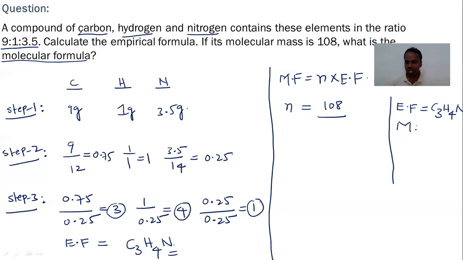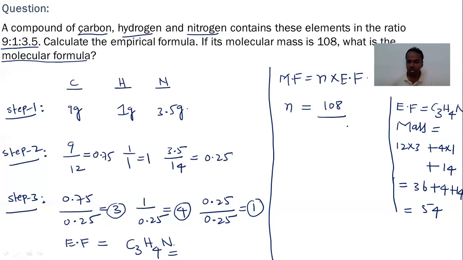So the empirical formula mass is 3 carbons, each 12, so 12 into 3, plus 4 into 1, plus each nitrogen is 14. 12 threes are 36, plus 4, plus 14, so the total is 54. The empirical formula mass is 54, and the molecular formula mass given in the question is 108. So N is equal to 2.